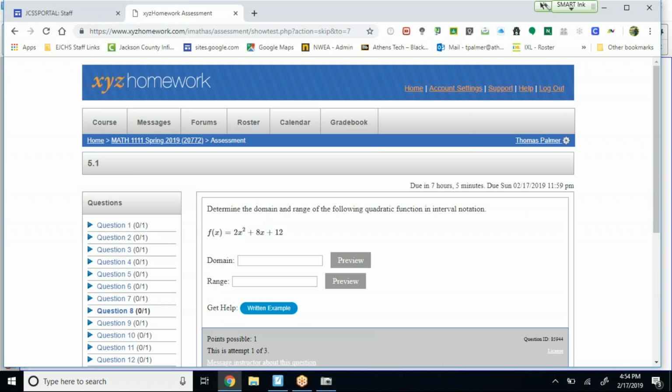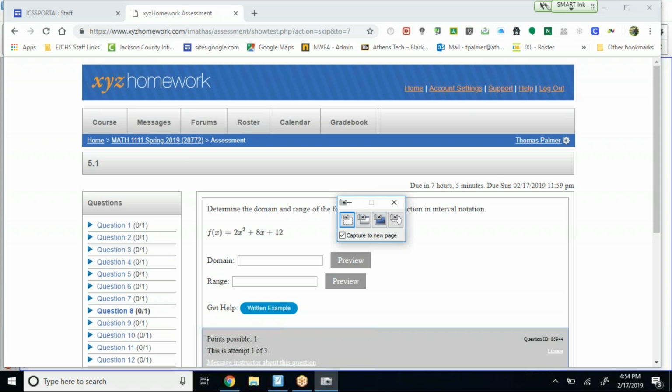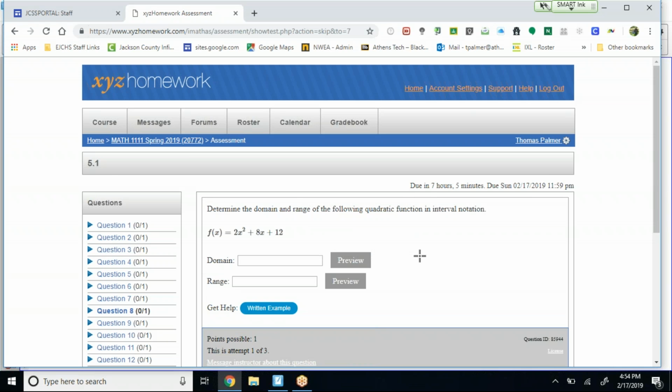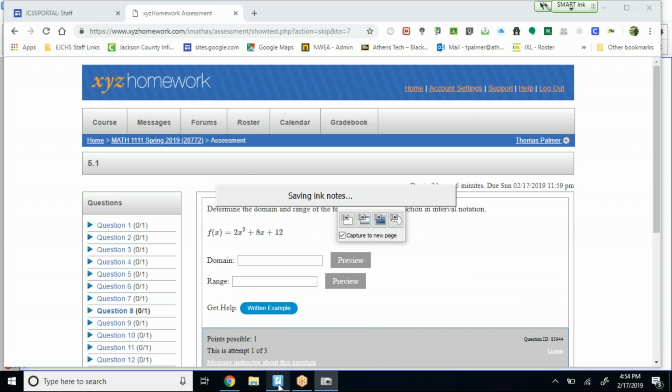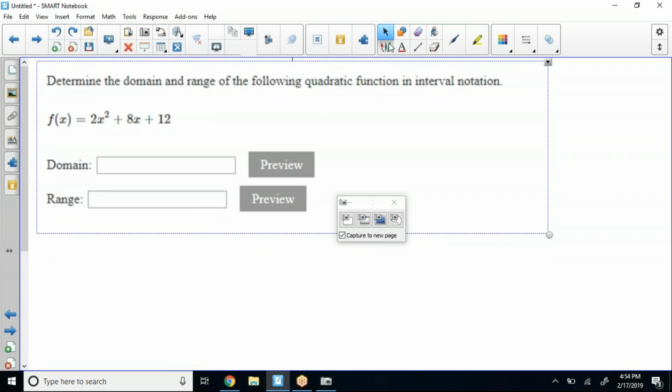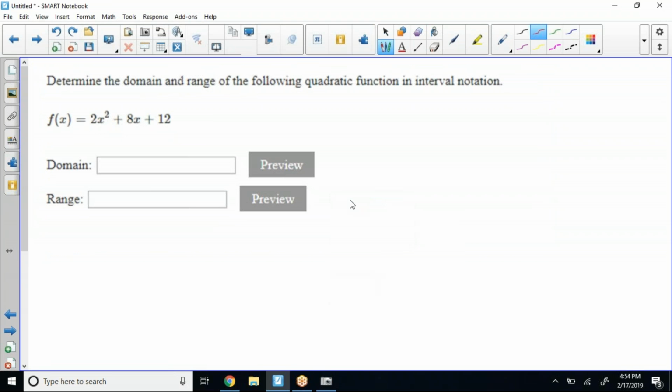Number 8. I can get the domain right, but I get the range wrong. Oh, okay. So all you've got to do is find the vertex. The domain for these is always going to be negative infinity to positive infinity. So just be mindful of that. That's kind of like a give me. But when you do the range, what you have to do is find the vertex, right? Because this thing is opening up, this vertex happens to be the lowest y value. And the highest would be infinity. So let's go find the vertex.